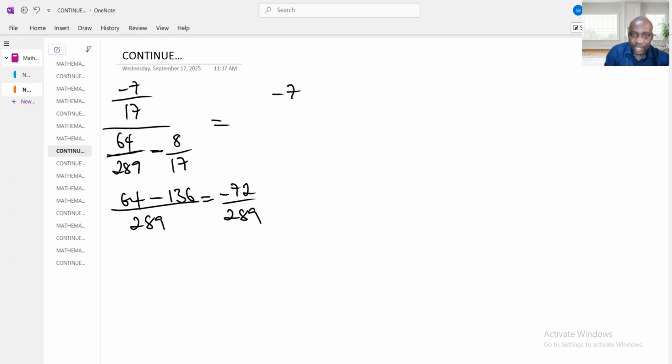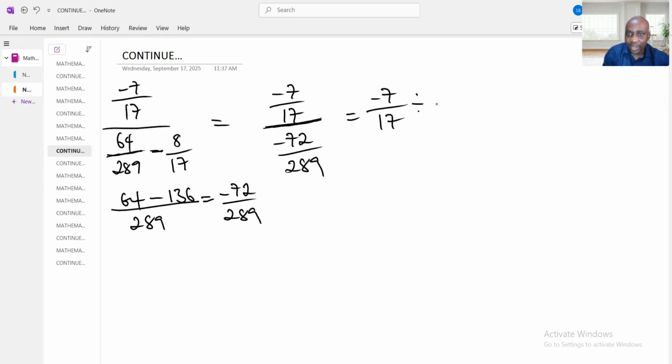What do we have left here? We have minus 7 over 17 divided by minus 72 over 289. Now this is what separated the two. Let me bring the one denominator up and put the division beside it. Minus 7 over 17 divided by minus 72 over 289. This minus can cancel out this minus, so the minus has gone. Let's just assume that the minus is gone.